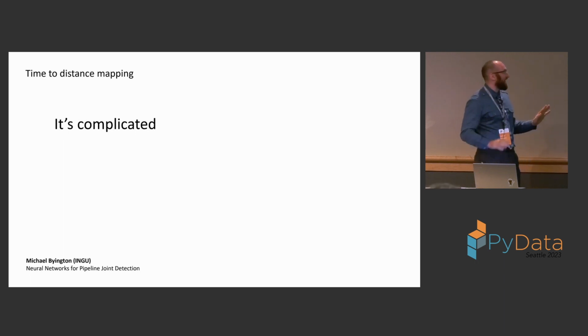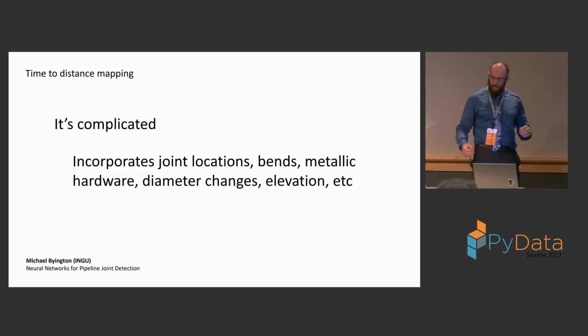It is all a disaster. We use as much information as they'll give us: bends, any metallic hardware that we can see in the magnetics data, diameter changes, which we can see by changing velocity, elevation changes, which we can map to changes in the pressure data that we collect. So the time to distance mapping is complicated.